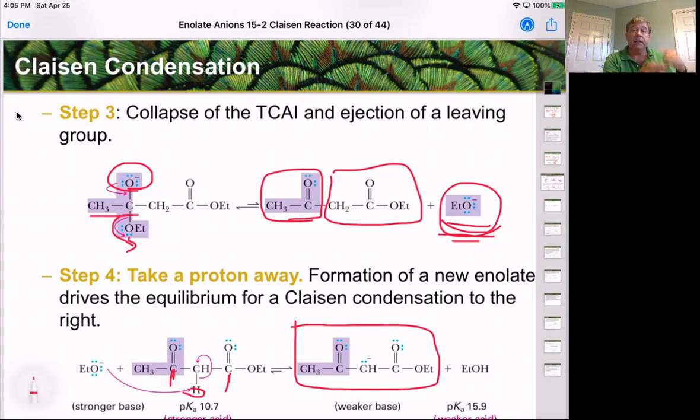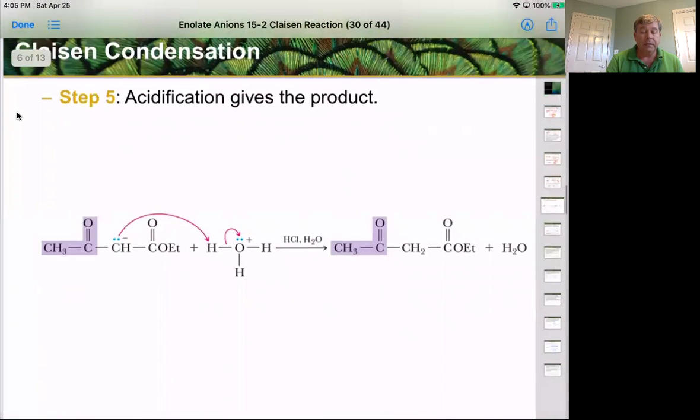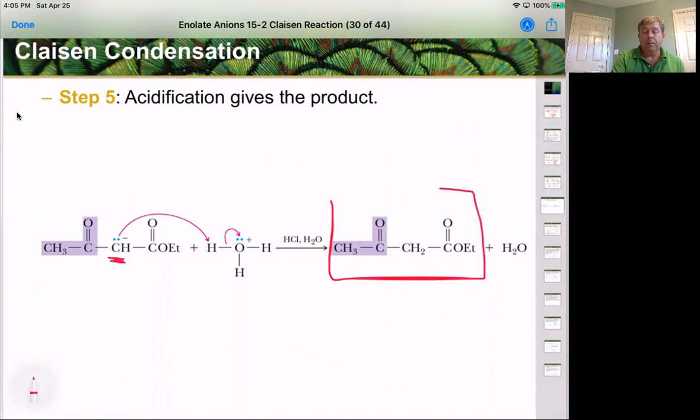Like the aldol condensation, it can do additional products. This one stops because of the stabilized anion. Okay. So the last step is at the end, when we add water or acid, it'll protonate this thing, giving us our beta keto ester compound.